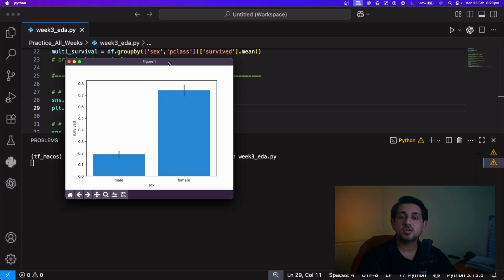First, let's look at survival by gender. The difference here isn't just a gap, it's a chasm. You can see the female survival rate sitting high at nearly 75%, while the male bar struggles to reach 20%. This confirms that in the Titanic dataset, gender is likely your most powerful predictor.